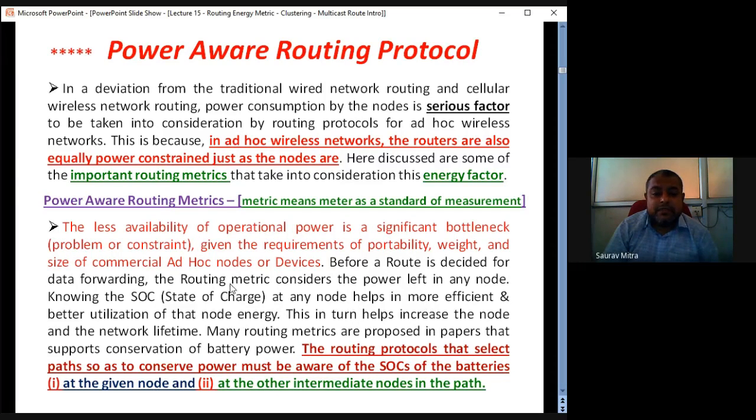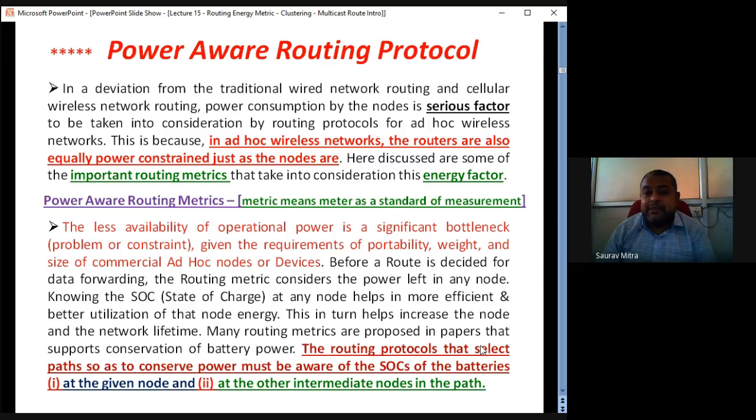So this in turn helps. This line, these black lines, are very important. Knowing the state of the charge at any node helps in more efficient and better utilization of node energy. This in turn helps the node and the network lifetime. Node lifetime increases means the node will be active for a longer period of time, and that will increase the network lifetime. Many routing metrics are proposed in papers that support conservation of battery power. So the routing protocols that select paths so as to conserve power must be aware of the SOC of the battery.